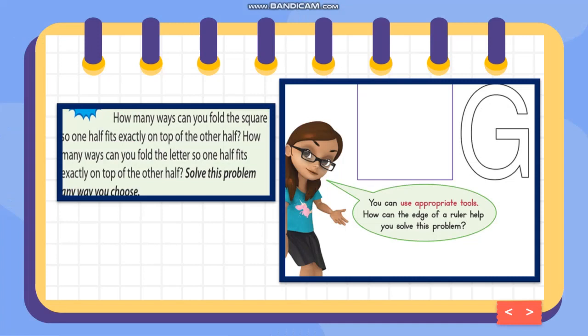Let's analyze this problem. How many ways can you fold this square so one half fits exactly on top of the other half? And how many ways can you fold the letter so one half fits exactly on top of the other half? Solve this problem any way you choose. You can choose appropriate tools. How can the edge of a ruler help you solve this problem?